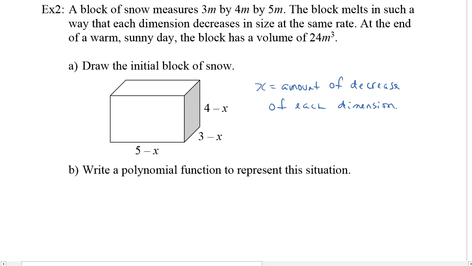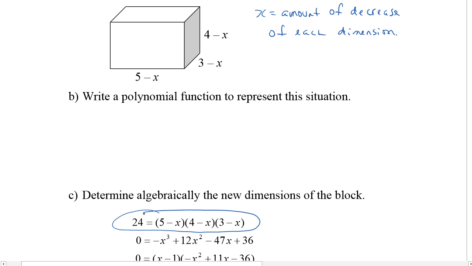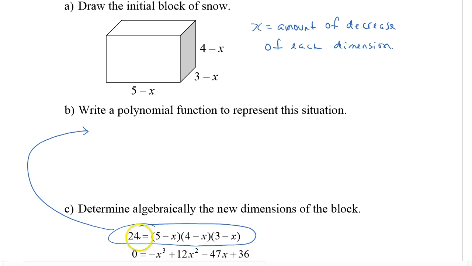Okay, now we should write a polynomial function to represent this. Well, it's really been done for us right over here. So here is our polynomial, so we could just recopy it up there. And I guess the polynomial function, instead of doing the 24, we could say the volume of the box, which has shrunk x amount, would be equal to 5 minus x, and then 4 minus x, and then 3 minus x.